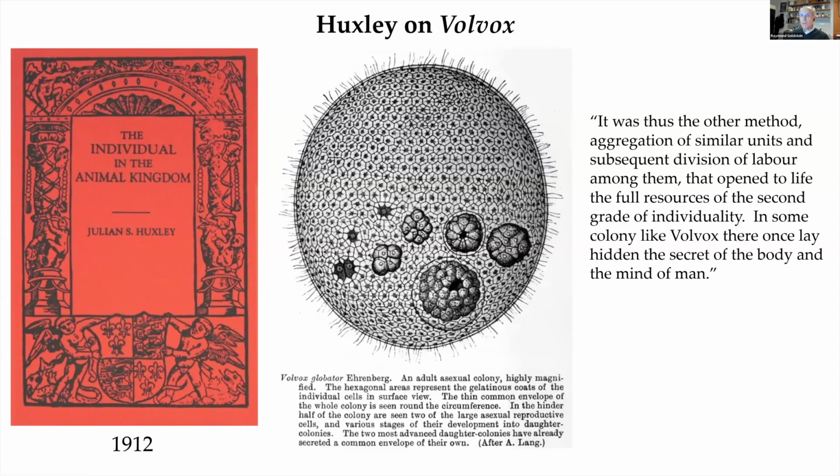And this whole book is a kind of explanation of this question and the kinds of model organisms that one could imagine useful to study. And Volvox featured prominently in this book. And in fact, when Huxley talks about different methods by which cells could come together to form multicellular structures, he wrote the following: it was thus the other method, aggregation of similar units and subsequent division of labor among them, that opened to life the full resources of the second grade of individuality of this organism with many parts. In some colony like Volvox, there once lay hidden the secret of the body and the mind of man.